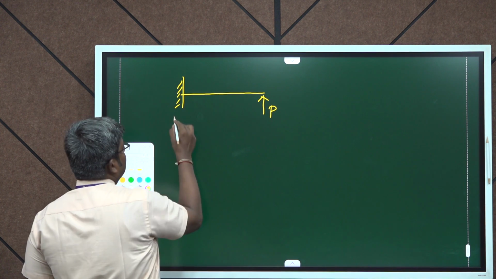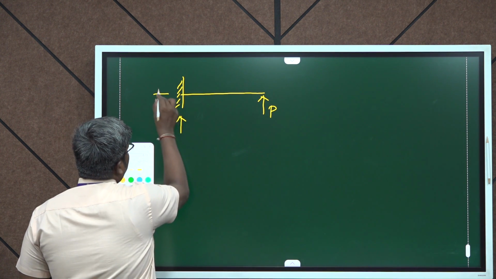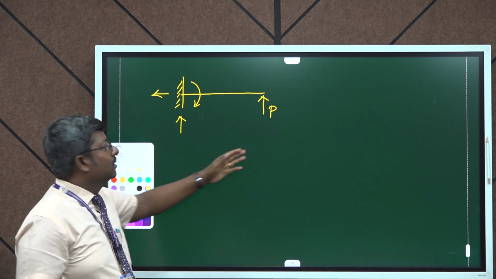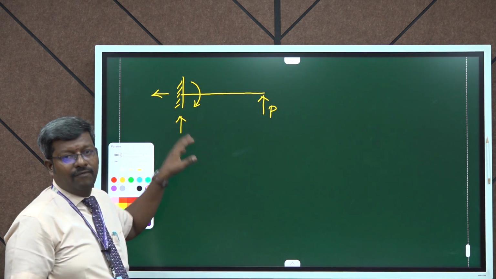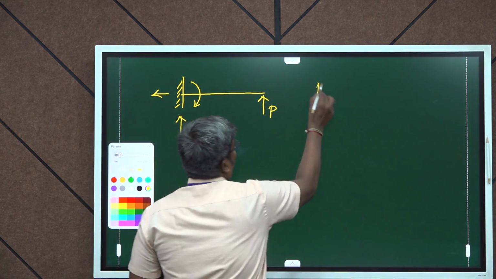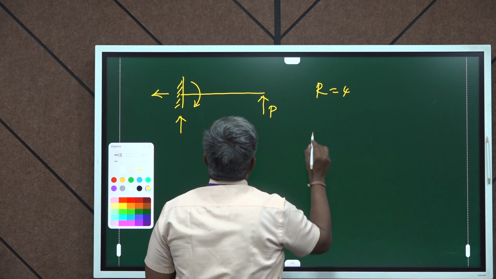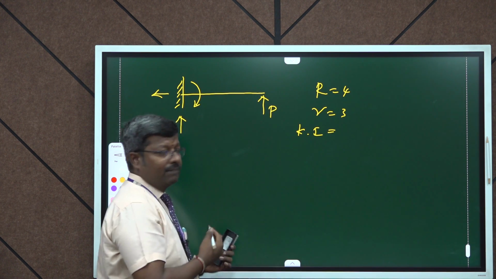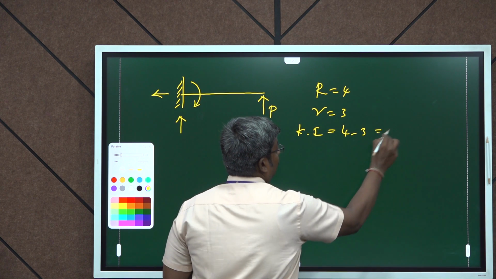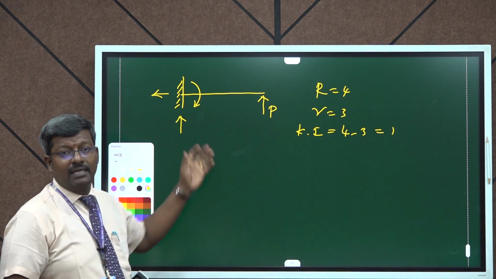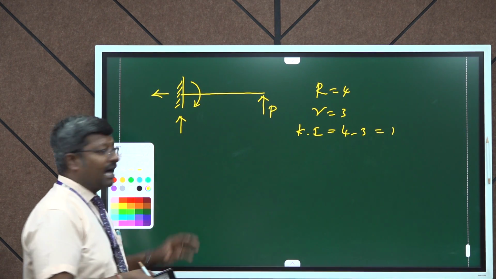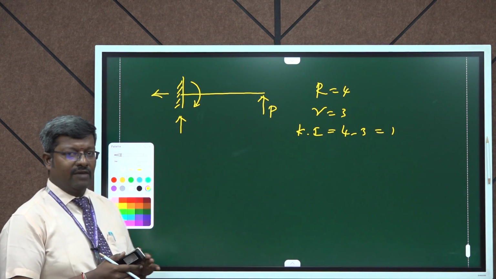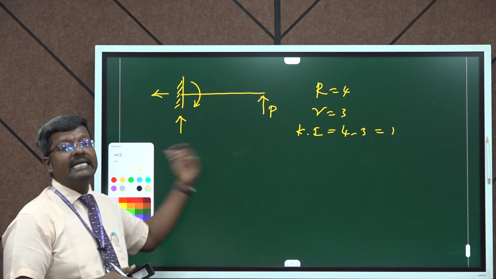As usual, a fixed support has 3 reactions: vertical, horizontal and moment. Including the prop reaction, the total reactions of a propped cantilever beam will be 4. The available equilibrium equations are only 3. So, the indeterminacy of a propped cantilever beam will be 4 minus 3, 1. So, we cannot solve this problem by using 3 equilibrium equations, because the available equations are 3 and the unknowns are 4. So, this beam is called an indeterminate beam.